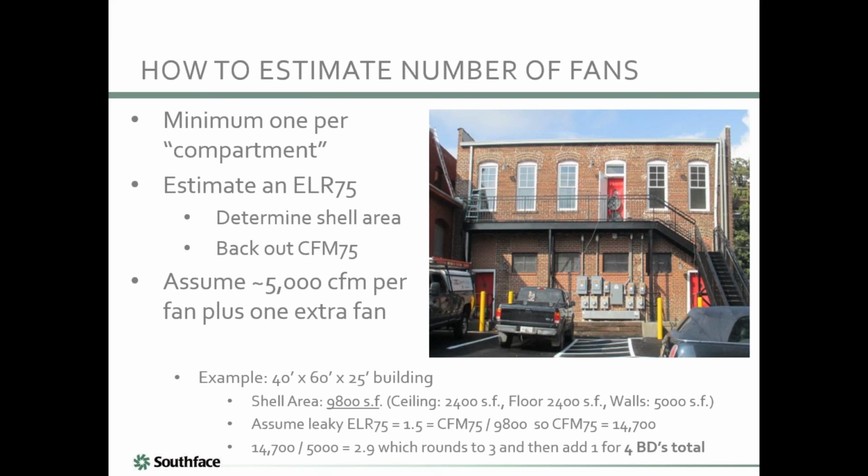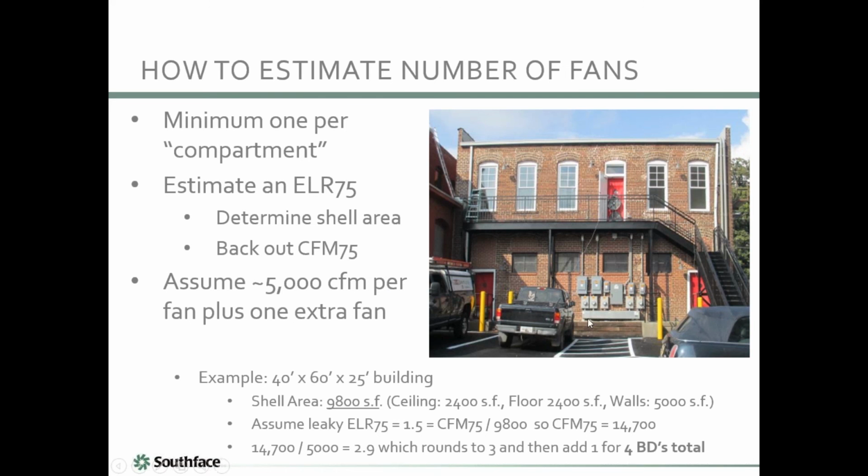And then to guess how many fans you would need, you could try to take 3 and maybe have enough, but one trick is to say, well, I'm going to assume it's going to be fairly leaky, and I'm going to use an ELR of, pick a number, 1.5, that's pretty leaky. I don't think we had anything leakier than that. Then, knowing the shell area, back out how many CFM you need. And in this case, we backed out that we needed about 14,700 CFM to get us to 75.